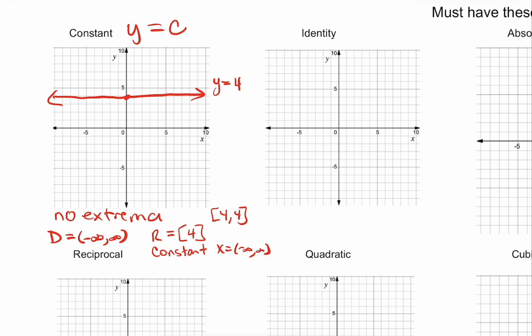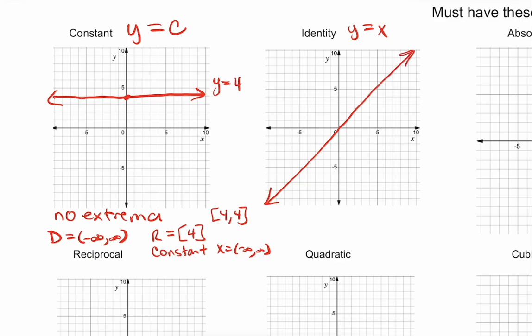So that's what we know about a horizontal line. There's no extrema. The domain is any number I want. The range is just one value, whatever height we are at. We consider this a constant function, hence why they gave it a name. Let's talk about the identity function. So remember, it cuts through it perfectly down the center.